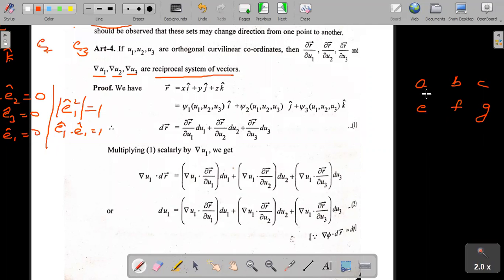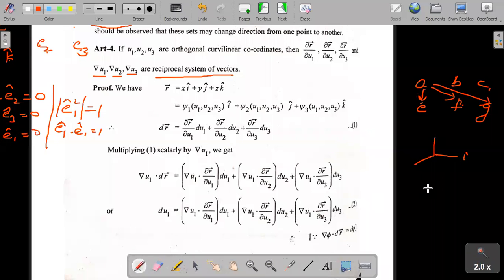So a reciprocal system is nothing but the dot product of these vectors. A dot E, A dot F, A dot G, B dot E, B dot F, B dot G, C dot E, C dot F, C dot G, they all should be zero, right? And their magnitudes A dot A, B dot B, C dot C, E dot E, they all should be one. Same as in our i, j, k system, right?